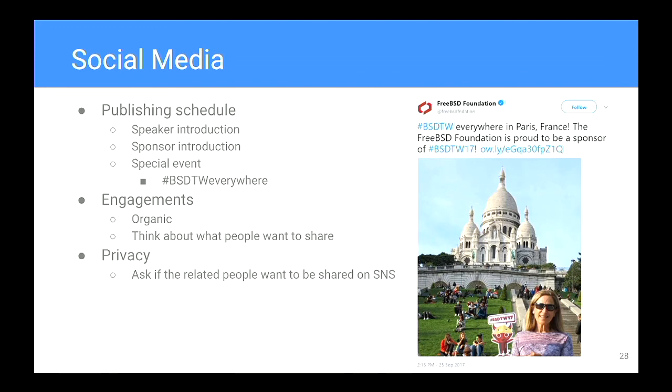Right, and for social media, you need to have a publishing schedule, and you can have a list for your sponsorship. So for speaker introduction, for sponsor introduction, and for past year, we had an event called BSDTW Everywhere. So have your people, have your logo, and post interesting things on social media, and try to increase engagements. Yeah, and when doing so, please care about privacy, because you need to ask people if they really want to be on social media.